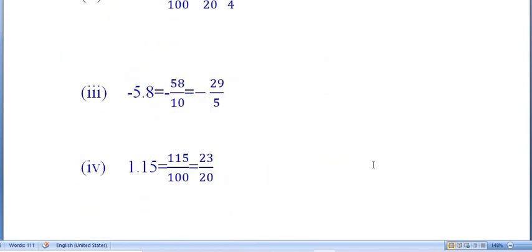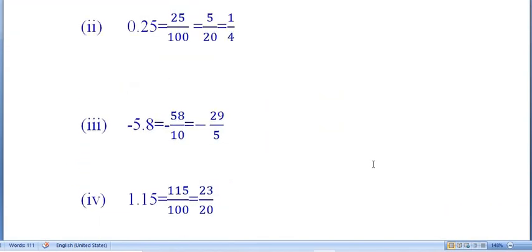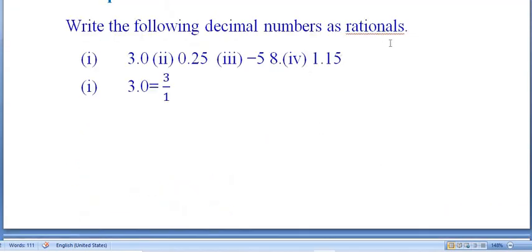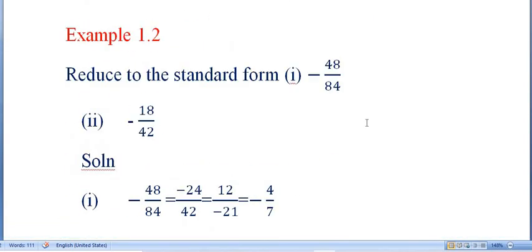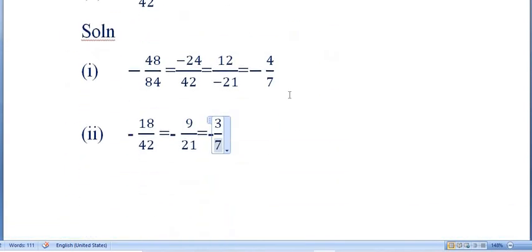Do you all understand? So once again, please say this. First we changed the decimal numbers into rational numbers. And the second one, we have reduced to the standard form. So I hope you understood these problems.